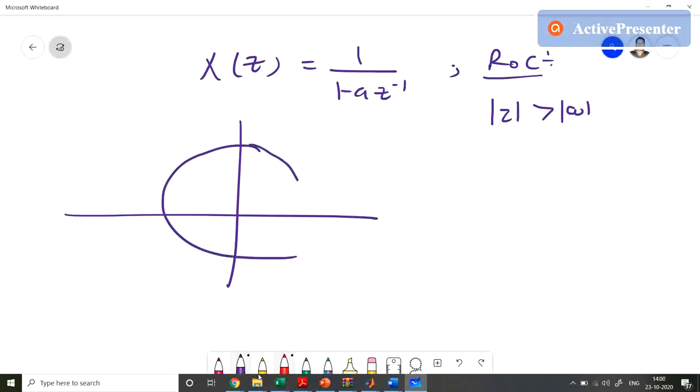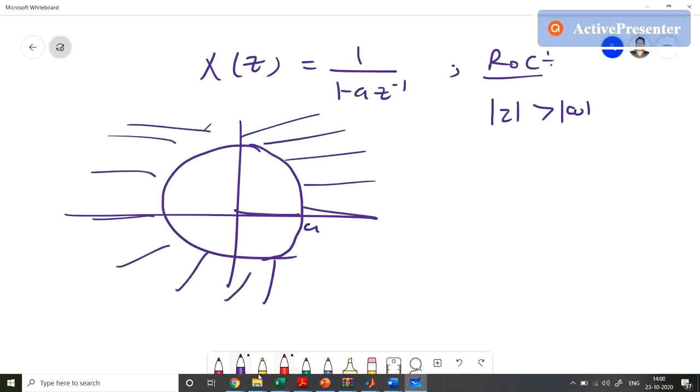What is the meaning of modulus of z greater than mod a? We have a circle of radius a, and the ROC is outside this. This is the z plane, this is the real part of z, this is the imaginary part of z. So mod z greater than a means it is outside the circle. The region of convergence is that modulus of z should be greater than modulus of a. So this is the region of convergence for this z transform.